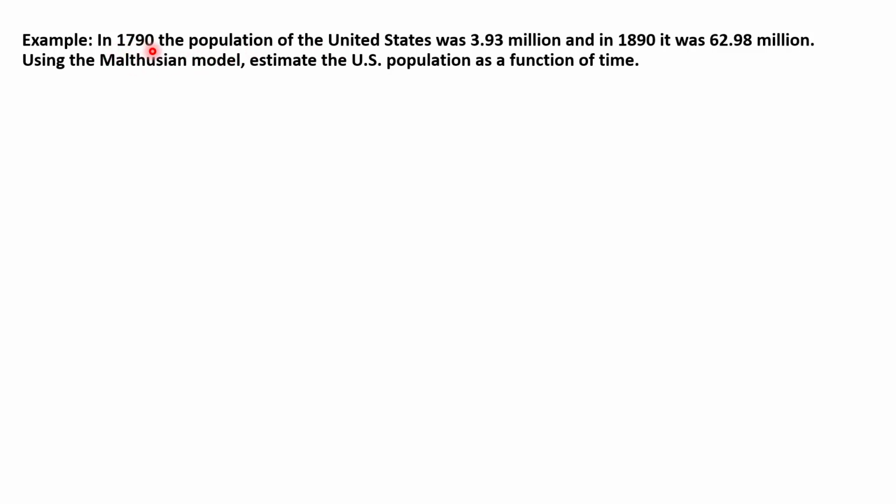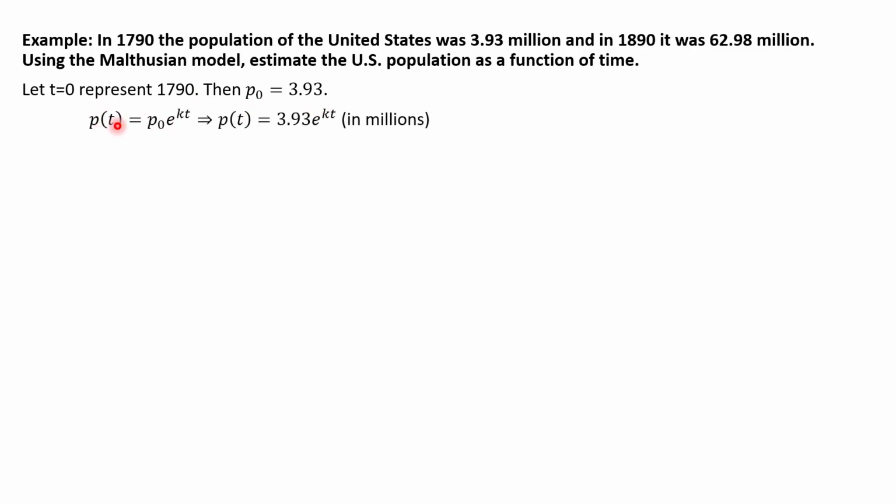In 1790, the population of the US was 3.93 million, and in 1890, it was 62.98 million. So a lot of growth in 100 years. So we're going to use the Malthusian model to estimate the US population as a function of time. So let's go ahead and let t represent the first value we have, so 1790, and so that means our initial population is going to be the 3.93.